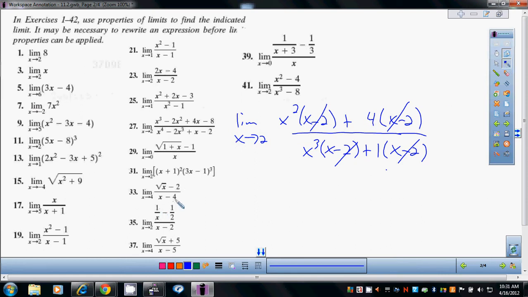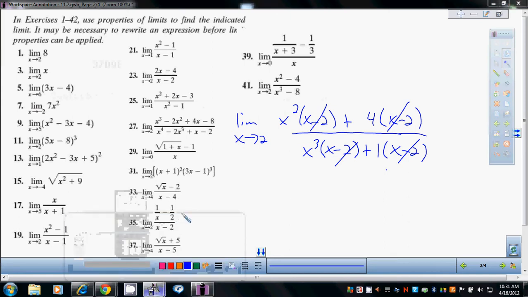Like, for instance, 33, the one Chris asked about, that looks kind of crazy to factor. I mean, it can be done, but that's definitely one that I would just do the point check form, because you're going to get 0 over 0. In fact, let's just do that real quick.